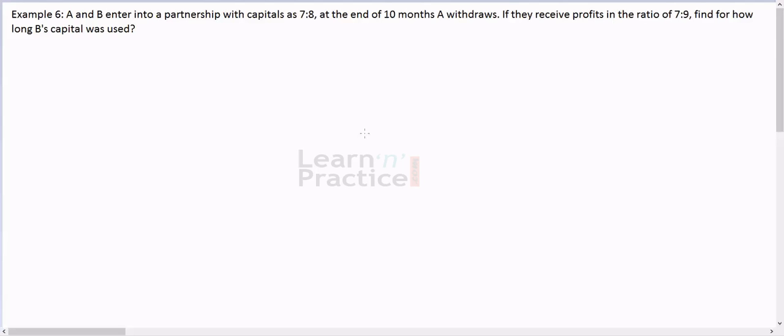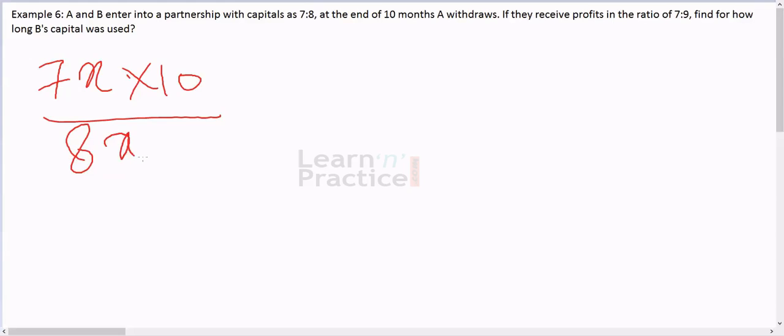So we can write the amount invested by A is 7x and A invested for 10 months. Amount invested by B is 8x and we don't know the time period for how long he invested, which we have to calculate. And at the end of the time period, they got profit in the ratio of 7:9. Now solve this, you will get the answer.